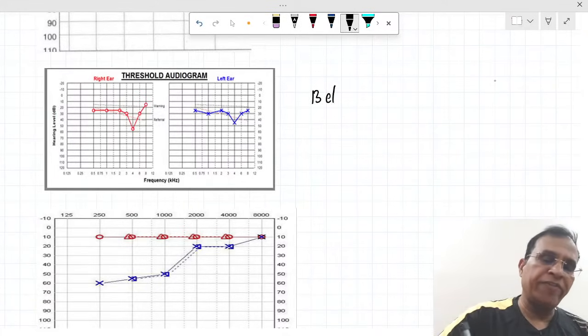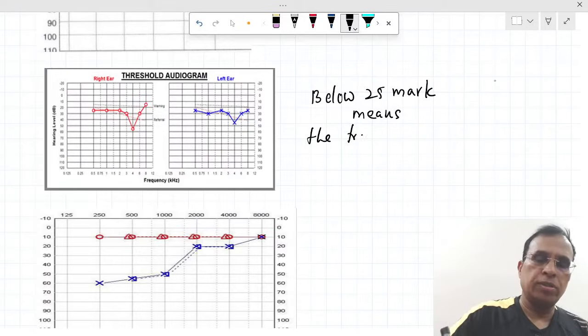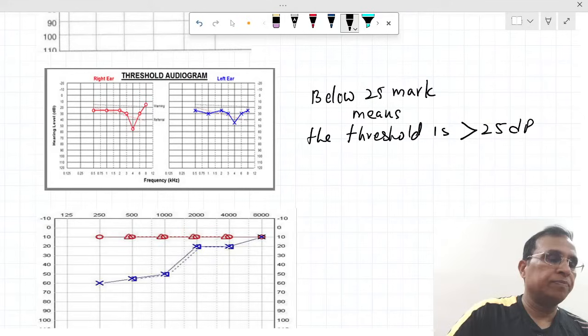Audiometry below 25 mark means the threshold is more than 25 decibel.